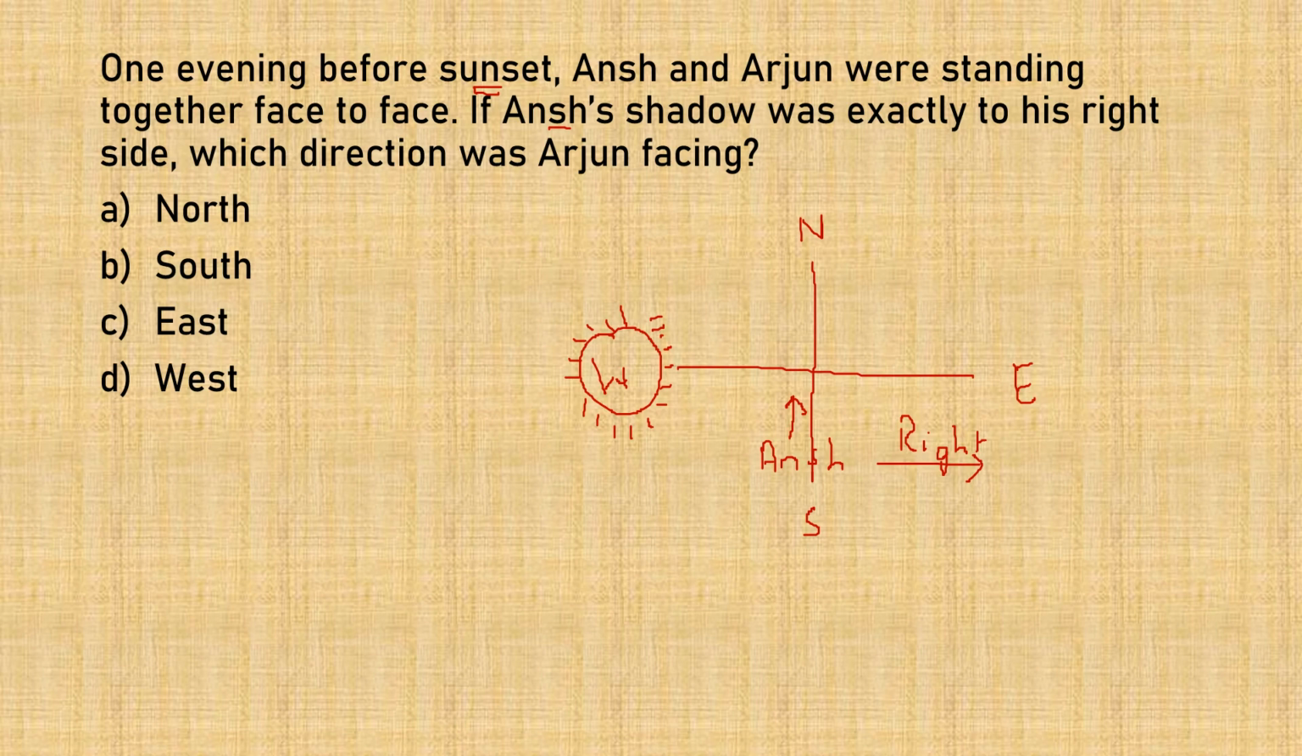So which direction is Arjun facing? Yes, if Ansh is facing north, Arjun will obviously be facing south. So this is our answer here. So this is going to be the position of Arjun, because they are standing face to face, and Arjun will be facing towards this direction, and the answer here will be south. So I've tried to pick 4 different types of questions which can be asked based on this particular concept in the competitive exams.